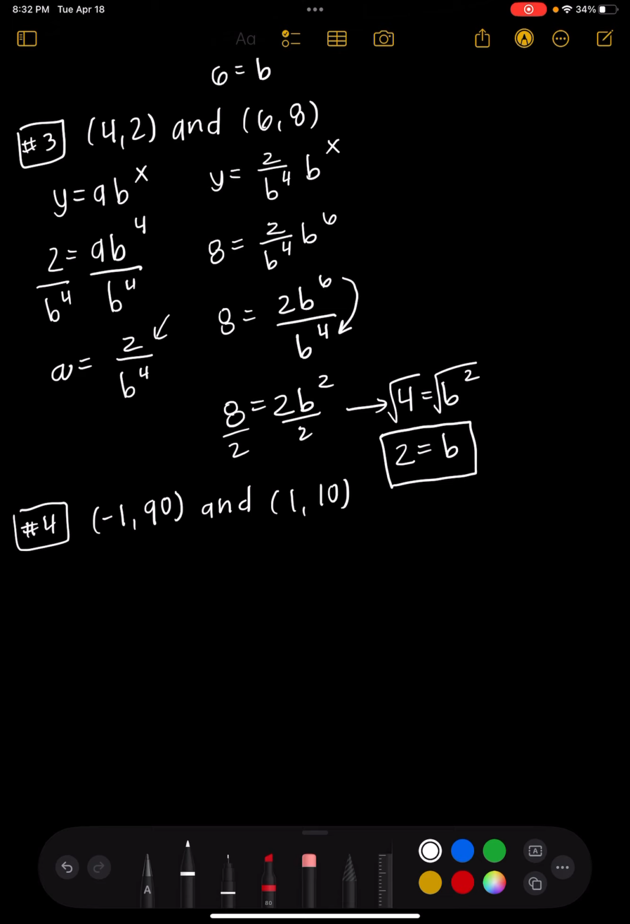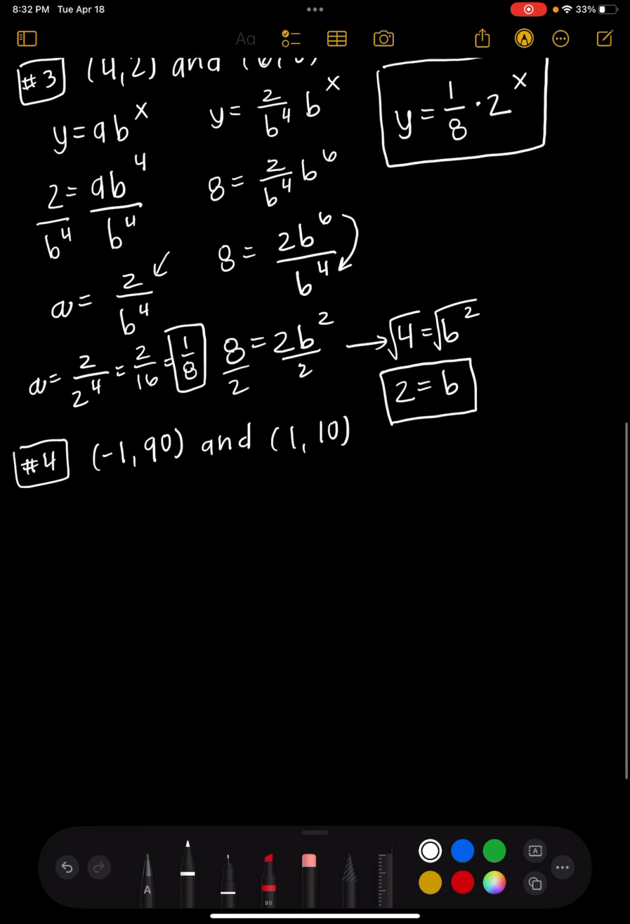So now I'm going to go back to that and replace my b with 2, which gives me that a is equal to 2 over 2 to the power of 4, which 2 to the power of 4 is 16, so I'd get 2 over 16, which is the same thing as 1 over 8. So I know a is equal to 1/8. So my final overall answer would be y is equal to my a, which we just decided was 1/8, times my b, which is 2, to the power of x.